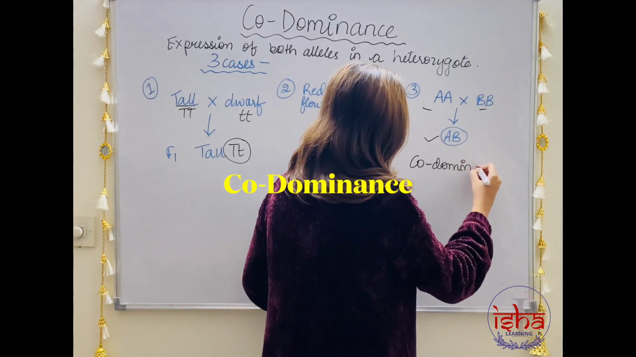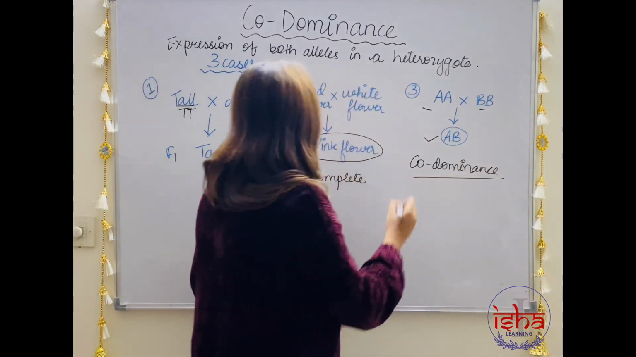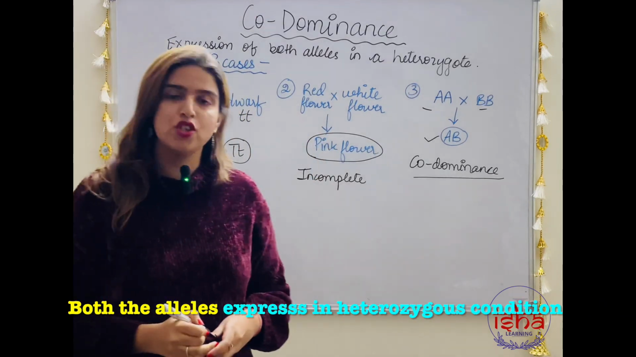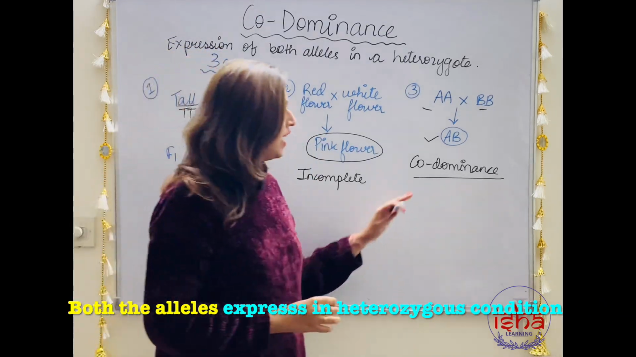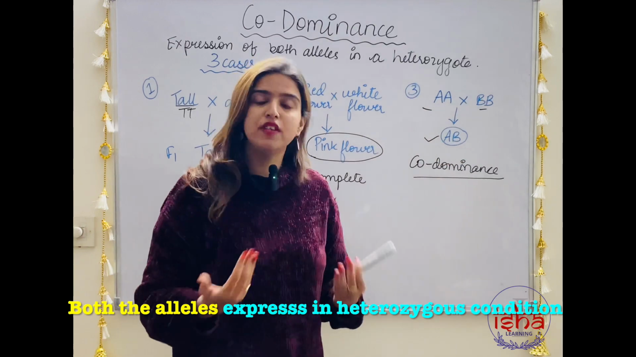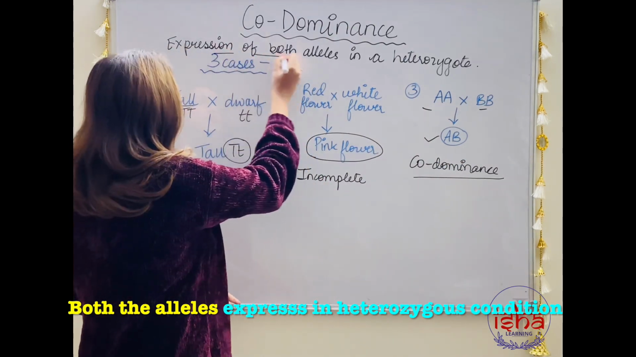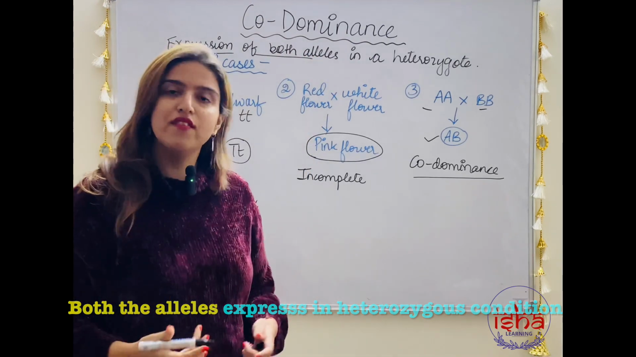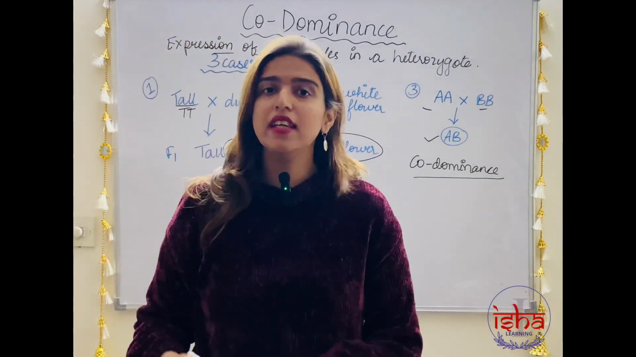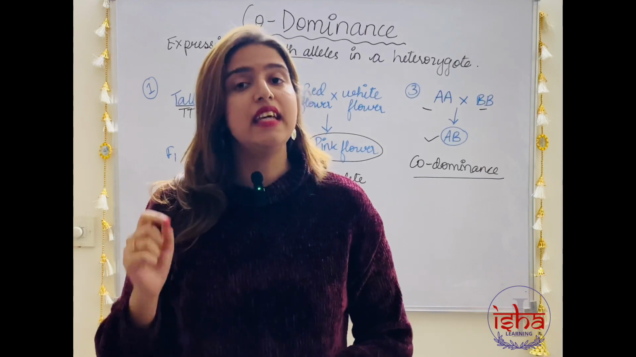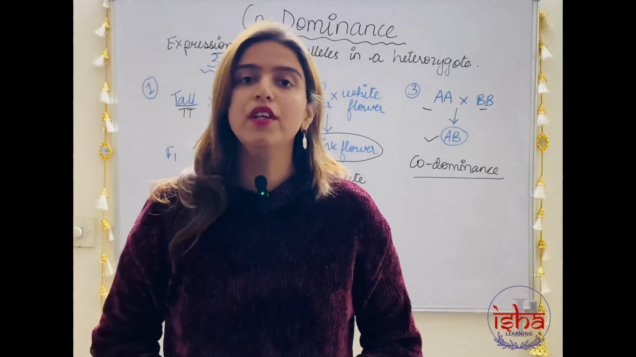The topic for today's discussion is case 3, that is codominance. Codominance is a phenomenon where, in a heterozygous condition, the condition should be heterozygous, there should be two different alleles. In such a scenario, expression of both the alleles is going to be visible. So a classic example of codominance is the ABO blood grouping system in humans.